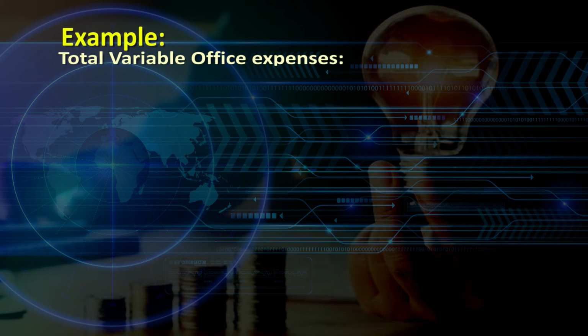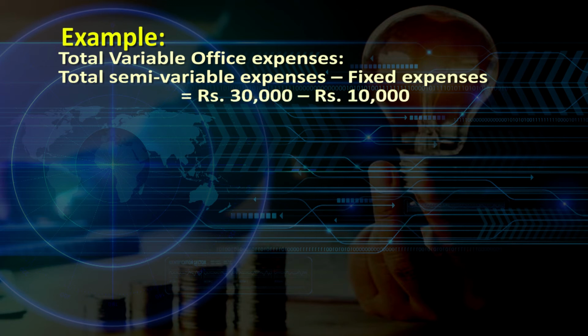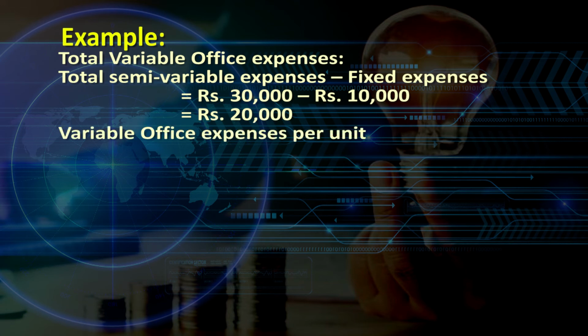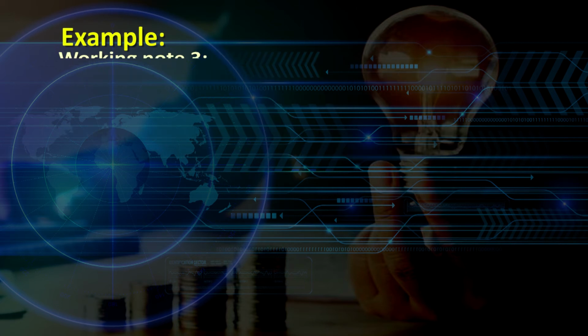Total variable office expenses are equal to total semi-variable expenses minus fixed expenses. 30,000 minus 10,000, which is equal to rupees 20,000. So variable office expenses per unit will be rupees 20,000 divided by 5,000 units, which is equal to rupees 4 per unit. Let us take working note number 3.